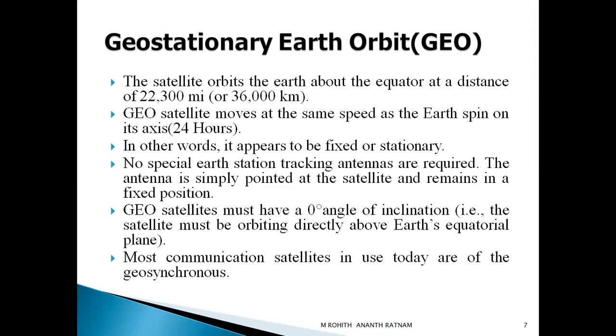Geostationary Earth orbit, GEO. This is the most flexible, but coming to the distance from the Earth, it is about 22,300 miles, about 36,000 kilometers above the Earth. This is the longest distance from the Earth. We call it geostationary because when this satellite rotates around the Earth, it takes about 24 hours.